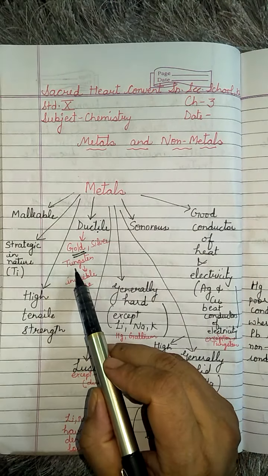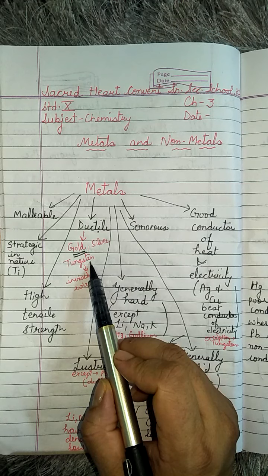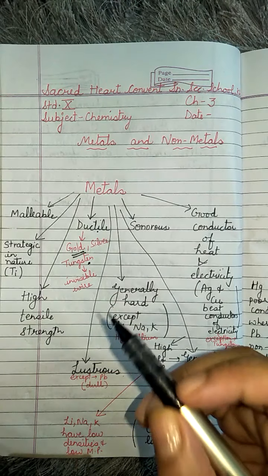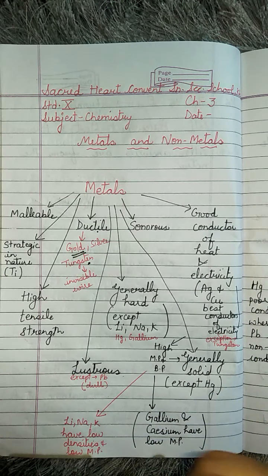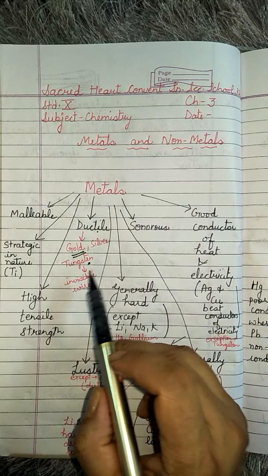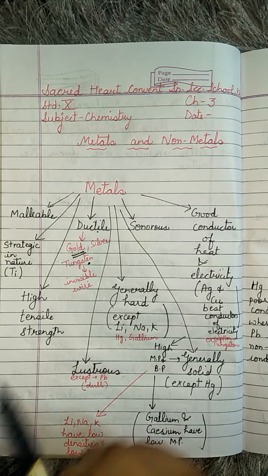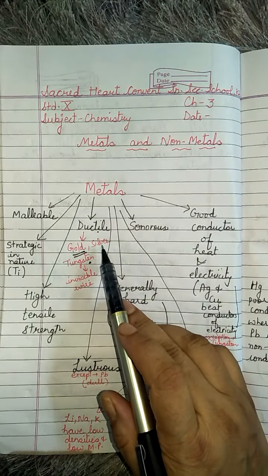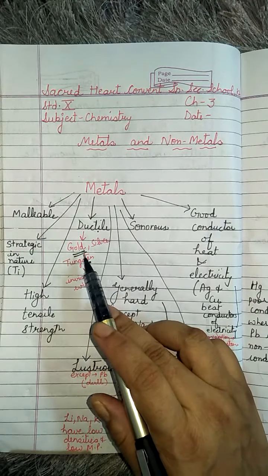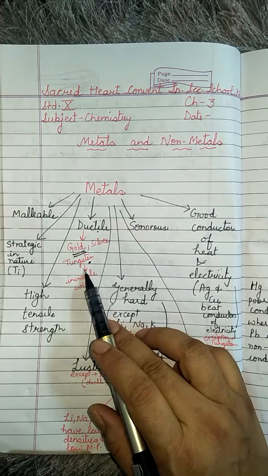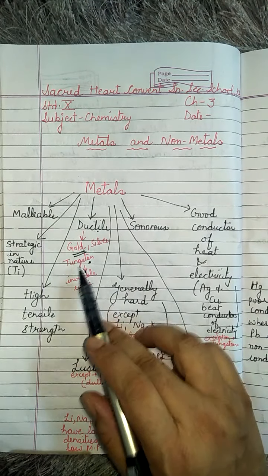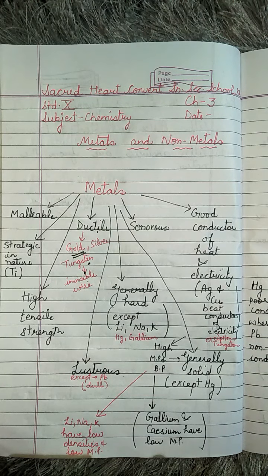And tungsten is the next example. Tungsten is also ductile. It is such a ductile metal that the wires become invisible. This also falls in the category of most ductile metals. Silver also falls here; gold and tungsten are at first preference, and then comes silver.